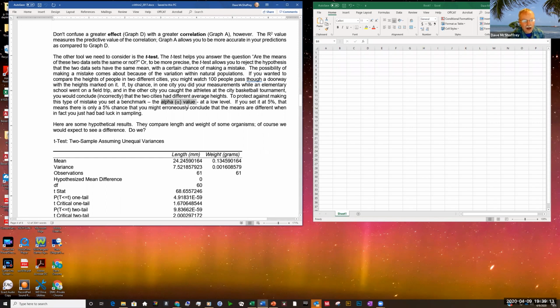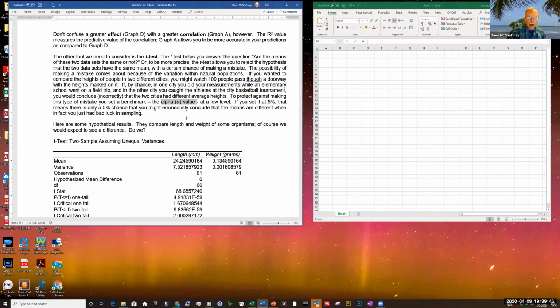And the alpha value says this is the chance that you're going to erroneously conclude that the means are different, when in fact you just had bad luck in sampling. And generally in biology, we set it at 5%. In sociology or psychology, they might set it at 10 or 15% because their data are extremely variable to begin with. In physics, they may set it at 1% or 0.1% or even lower because they're making very precise measurements.